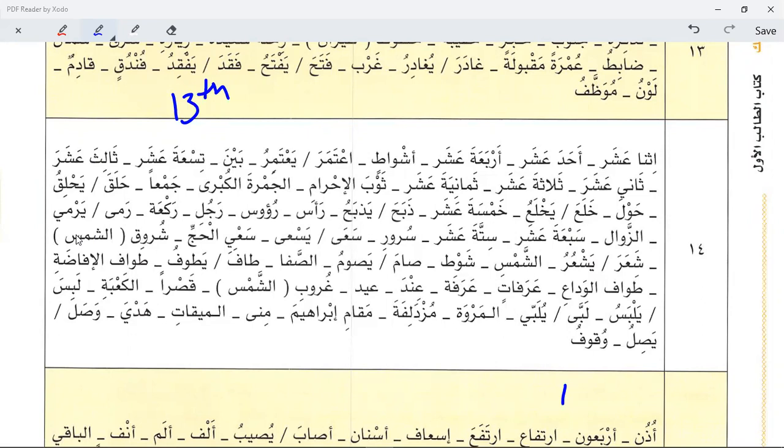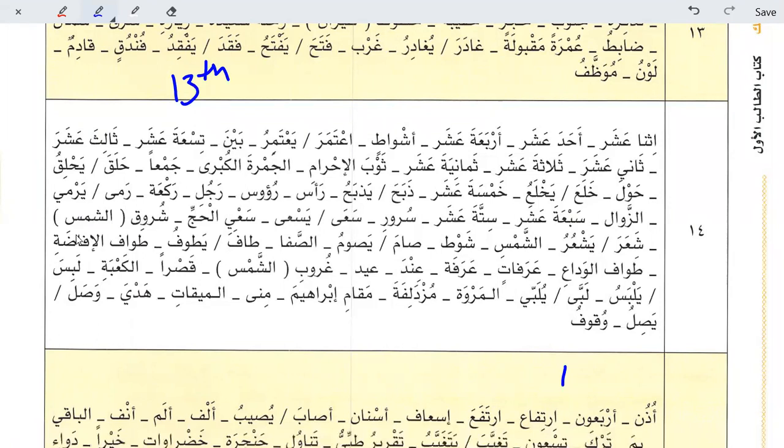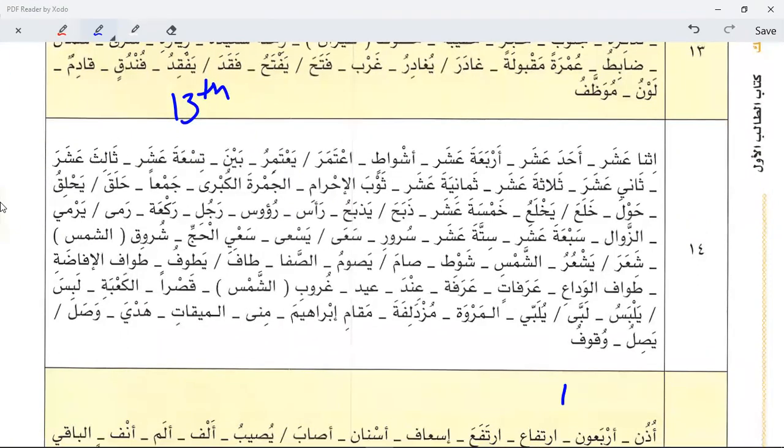Then sa'a, he performed sa'i. Then sa'yul hajj, he performed the sa'i of Hajj. Then shuruq, sharaq. Shuruq ash-shams, sunrise. Sunrise.